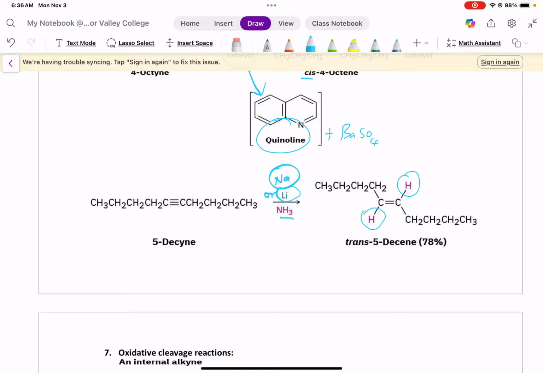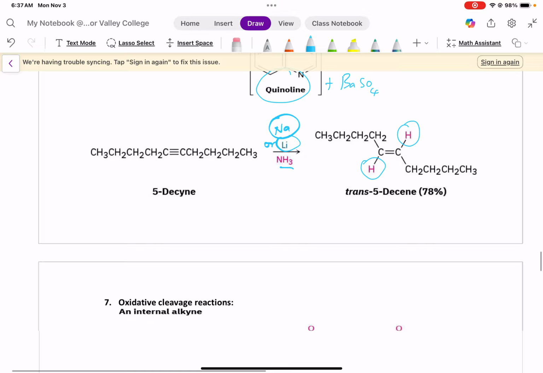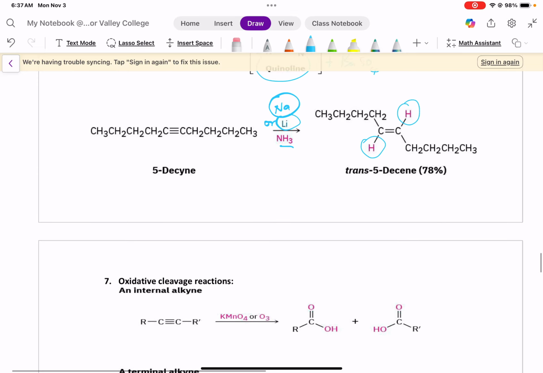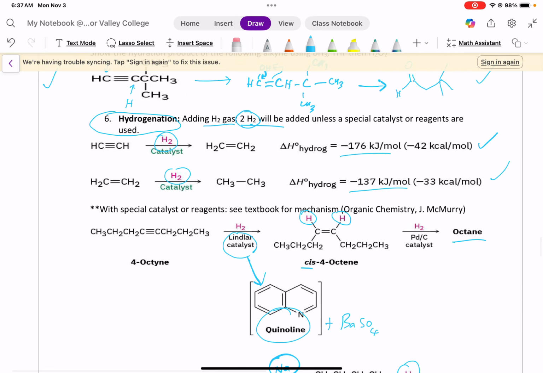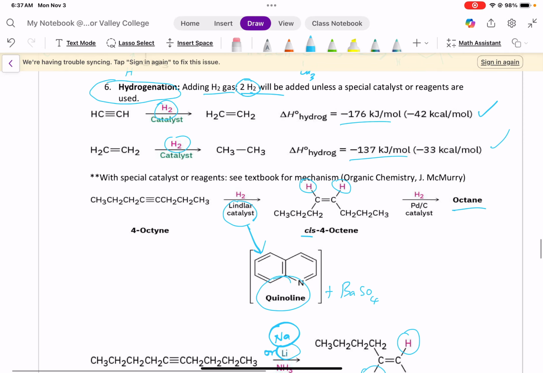Okay, we'll have a chance to look at the other study guide, the complete study guide with the mechanisms, on this one. All right. So we got 3 options. Just adding hydrogens with palladium.